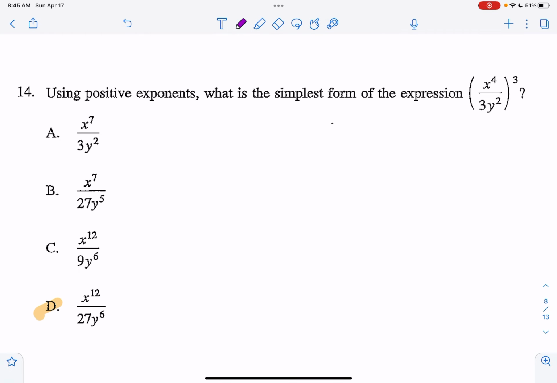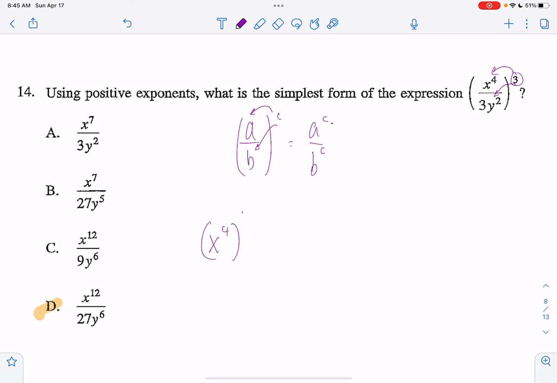Next, to number 14, using positive exponents, what's the simplest form of the expression x to the 4th divided by 3y squared, raised to the 3rd power? So here you have to use the law of exponent that states that a over b raised to the c power is a to the c over b to the c. You have to distribute this exponent to everything inside the parentheses.